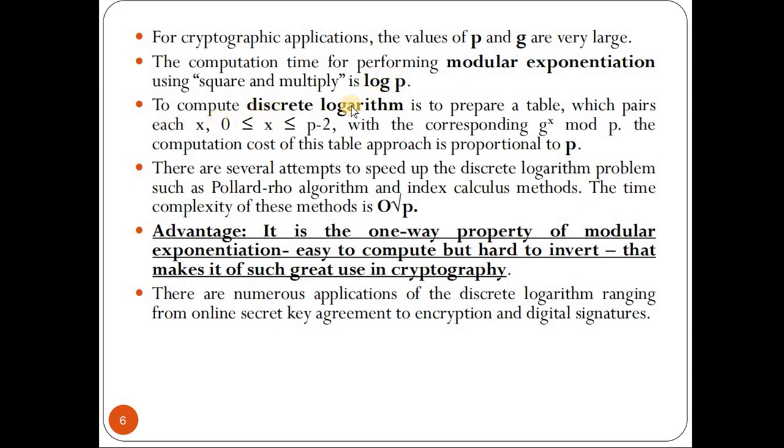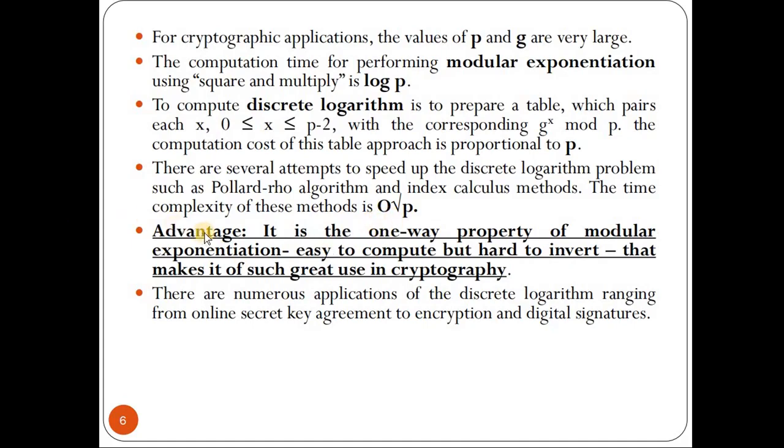To compute the discrete logarithm by the table approach, we prepare a table which pairs each x with the corresponding g to the power x mod p. So the computation cost of this table approach is proportional to p. That is, based on the value of p, there will be that number of rows. There are several attempts to speed up the discrete logarithm problem, such as the Pollard rho algorithm and the index calculus method. The time complexity of these methods is big O of root p.